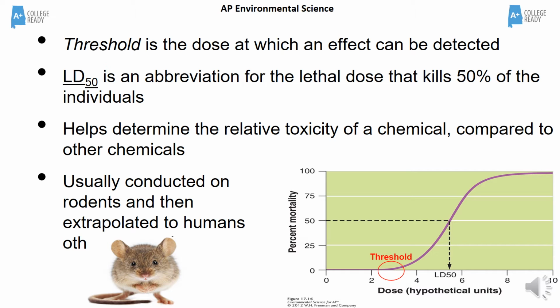Threshold is the dose at which an effect can be detected. LD50 is an abbreviation for lethal dose that kills 50% of the individuals. It helps to determine the relative toxicity of a chemical compared to other chemicals. These studies are usually conducted on rodents and then extrapolated to humans and other mammals.